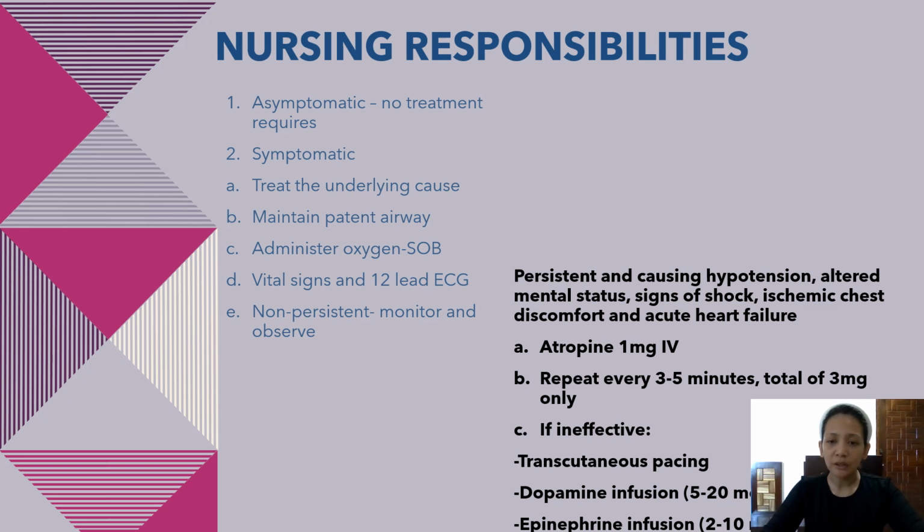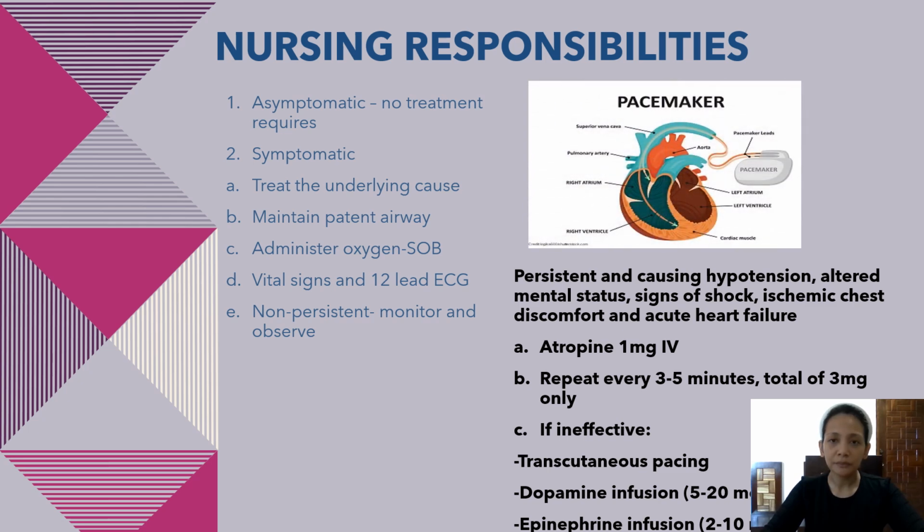Dopamine infusion, on the other hand, is a positive chronotropic and inotropic drug that will increase our heart rate and contractility. And epinephrine, lastly, is a sympathomimetic medication that will increase your blood pressure and heart rate, and it will increase as well the contractility, mimicking the sympathetic nerve activities.